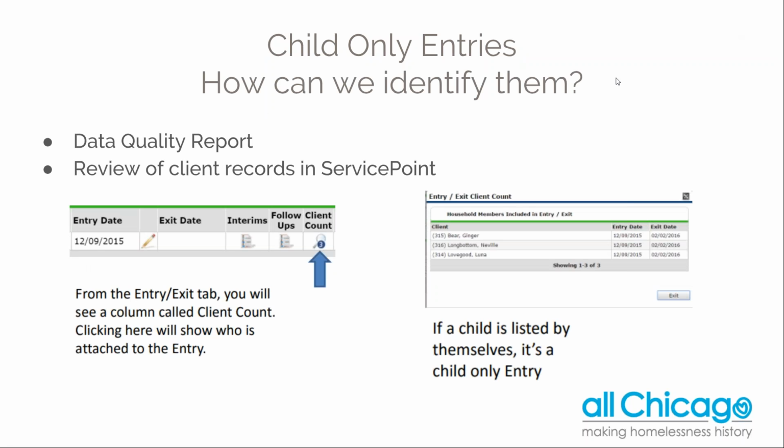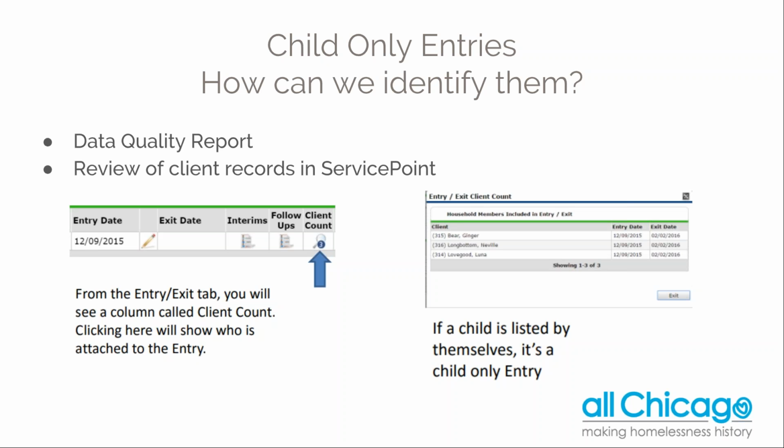And so the data quality report is going to be your biggest source where you can identify child-only entries. Again, there is a tab on the data quality report that spells it out for you. They list the entire client information so that you can begin to work to see and to eventually solve this.